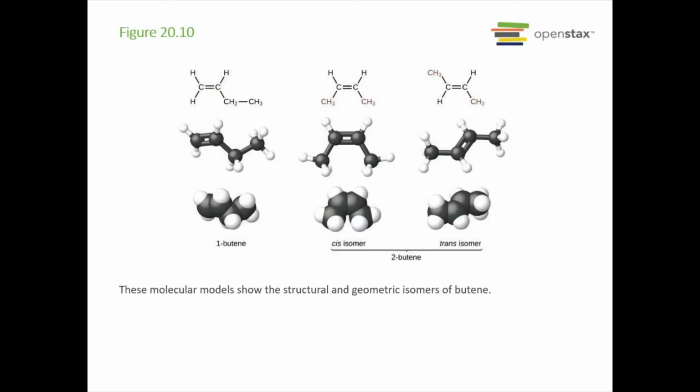So 1-butene doesn't have the cis-trans isomerization, but 2-butene does. So if we look at cis-2-butene, we see that these CH3 groups coming off of the carbon-carbon double bond are on the same side of each other. So this is cis-2-butene. Whereas this other one, they're on opposite sides. So this is trans-2-butene.